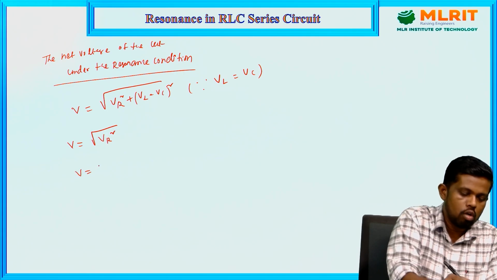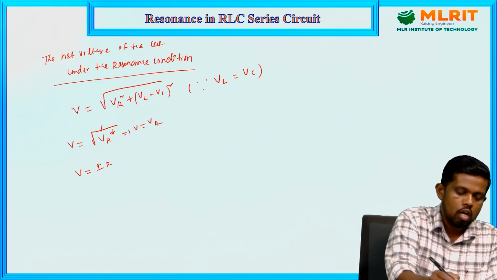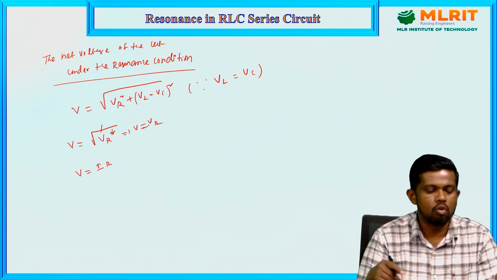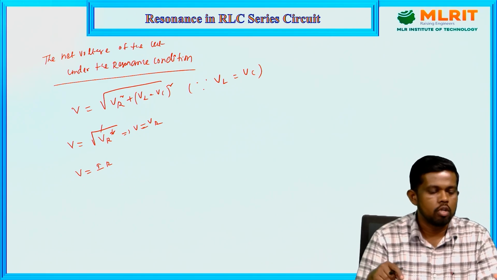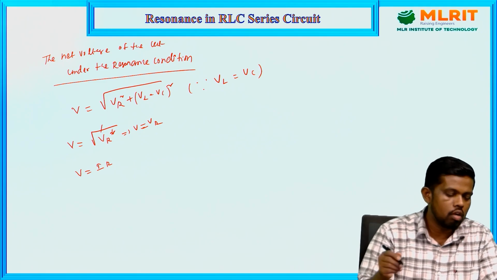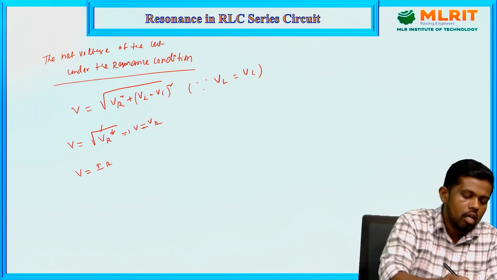So the net voltage becomes V equal to the square root of VR squared. Finally V equal to I into R. Both get cancelled, and we get V equal to VR only, where VR means the voltage across the resistor only. So under the resonance condition, the net voltage will be equal to the voltage across the resistor only. Whatever voltage appears across the resistor is the net voltage of the network, which we can expand in terms of Ohm's law as I into R.